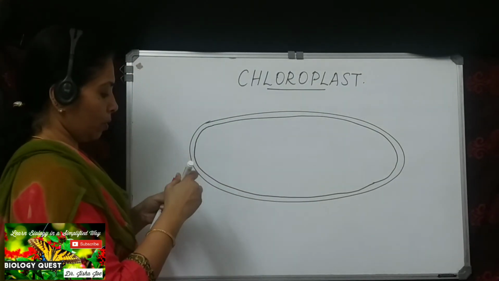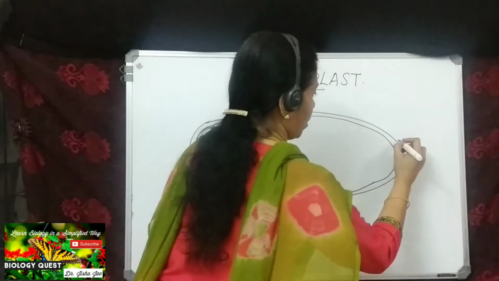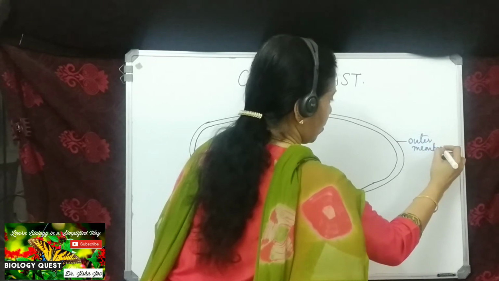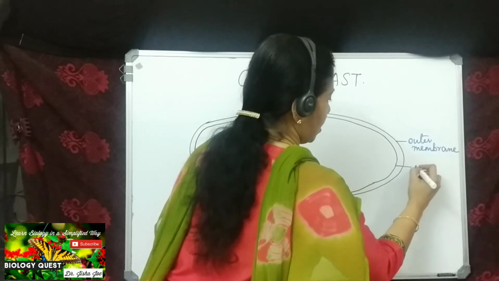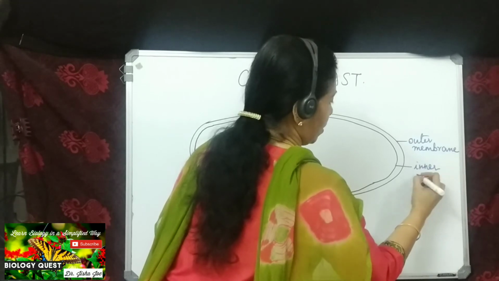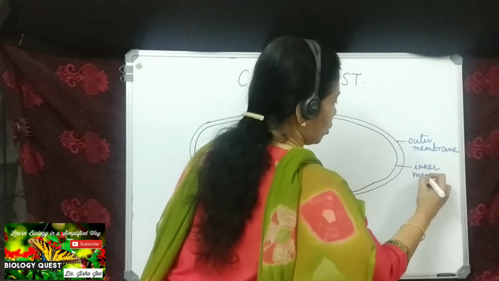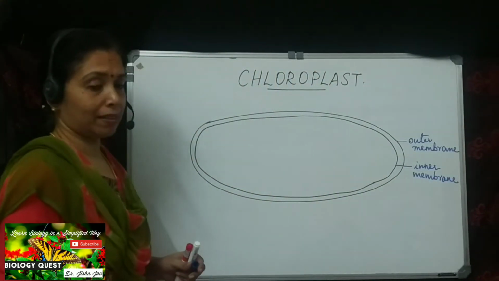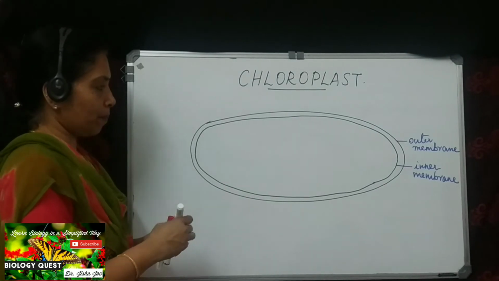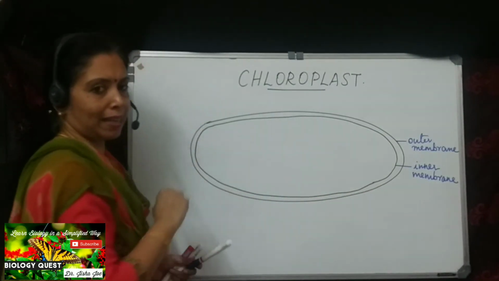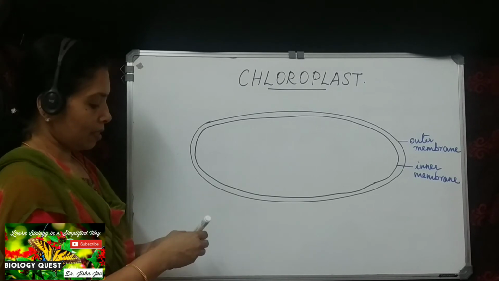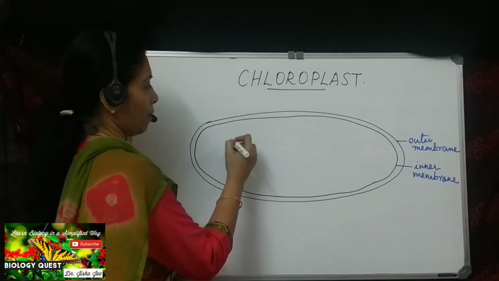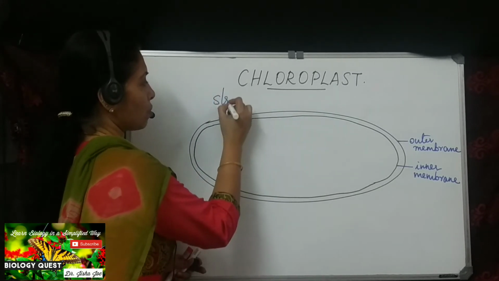Okay, that is the outer membrane, and that is the inner membrane. Regarding the permeability of the two membranes, the inner membrane is relatively less permeable than the outer membrane, and there is a space that is enclosed by the inner membrane, and this space is filled with a fluid which is called the stroma. The matrix is called the stroma.